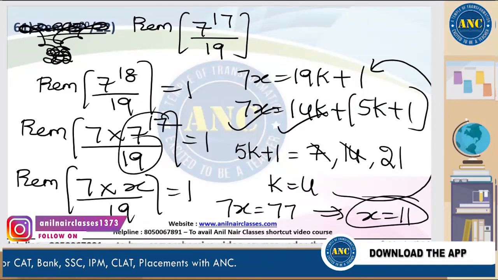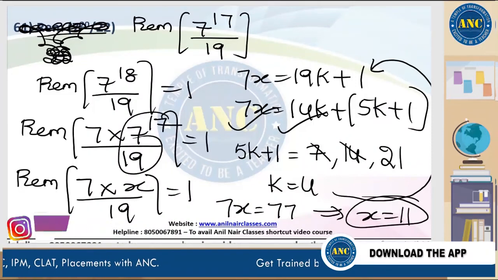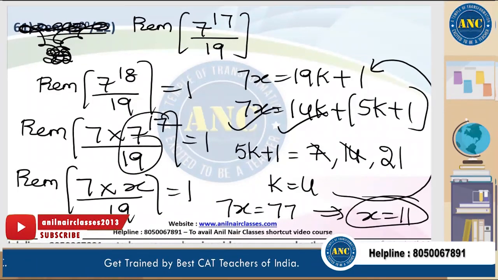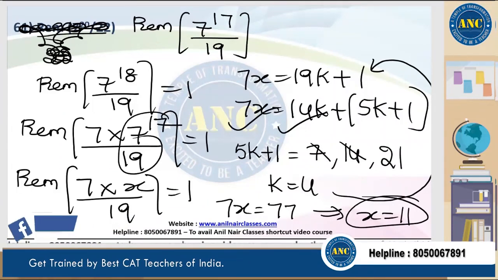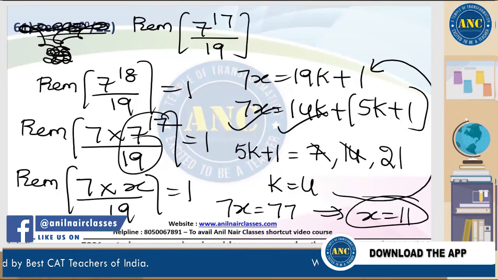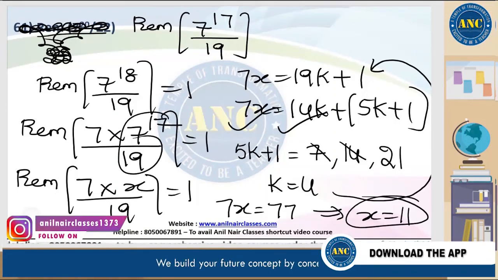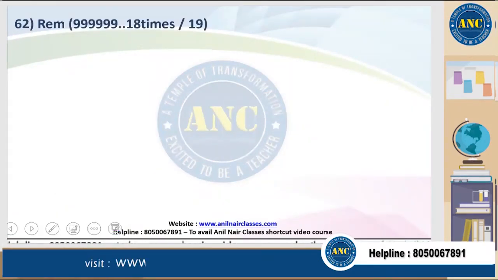I erased that question because we are discussing Fermat's theorem. Fermat's theorem works when the denominator is a prime number. Idea clear, right? All the varieties of Fermat's theorem which we discussed.